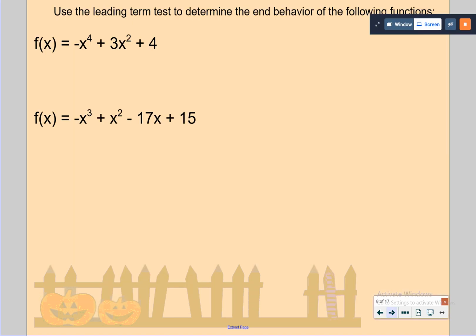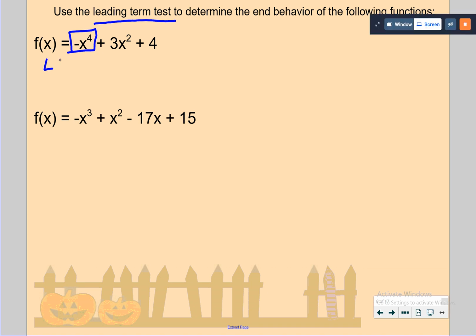So let's try it, okay? It's called the leading term test. The only information we need from this polynomial is the leading term. My first one is negative x to the 4th. That is my leading term. Do you want to do the hand motions? Yeah. What do you think it's going to do? It's a negative in front, and what's the degree? Even or odd, that's what's important. Okay, I have an even degree and a negative leading coefficient. Okay, that's all you need to know.